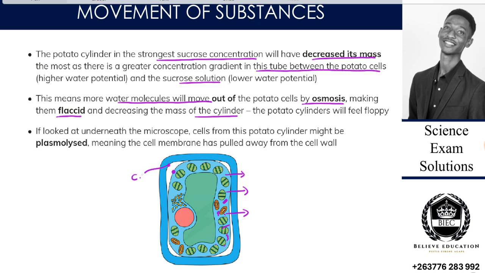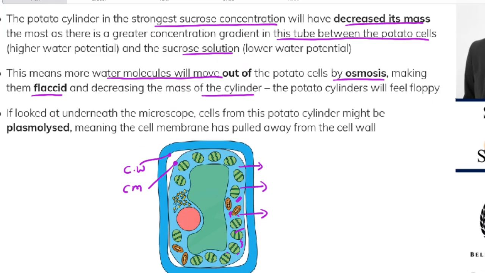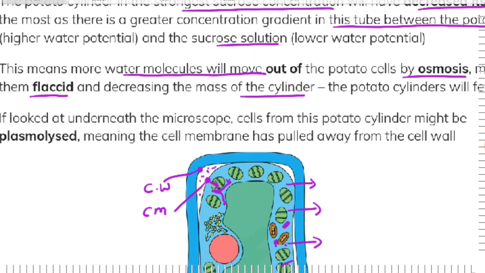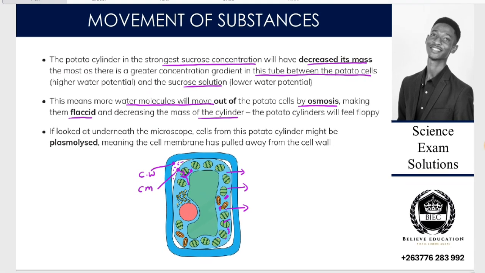So this one is what? The cell wall. This one is what? Cell membrane. You would find that because the water is less, the cell membrane moves away from the cell wall, being pulled because there is less water, creating gaps that let us see that the cell is what? Is plasmolysed. Is that okay?